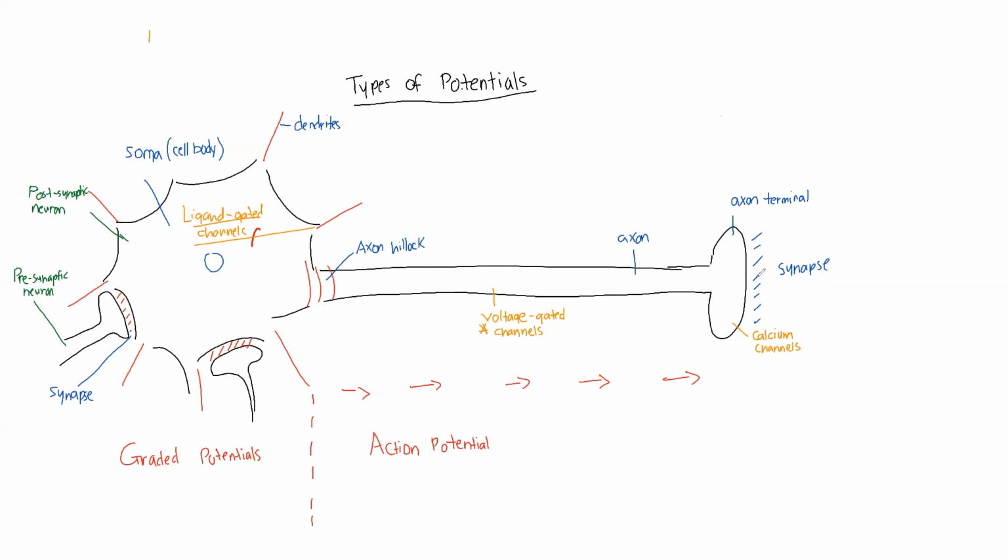This is what I mean by saying that a graded potential cannot go very far. A graded potential cannot propagate down the length of the axon. It's not strong enough. An action potential is. An action potential can propagate through longer lengths and for larger amounts of time because it is a stronger signal or a stronger change in the membrane potential.